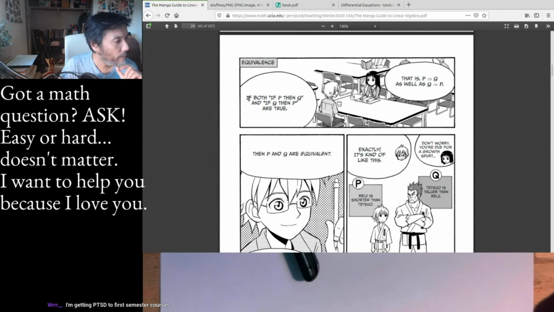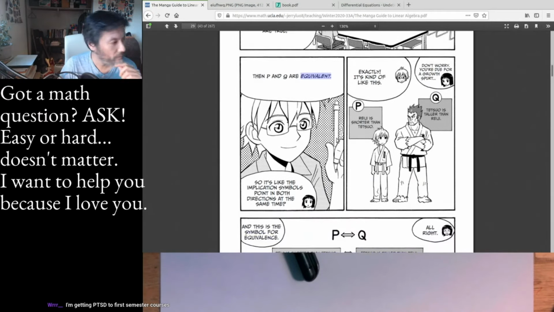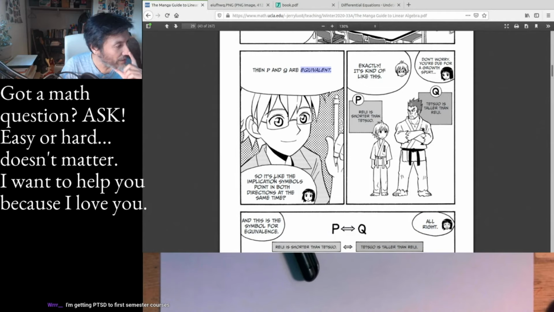Equivalence. If both if P then Q and if Q then P are true, that is, P implies Q as well as Q implies P, then P and Q are equivalent. So it's like the implication symbols point in both directions at the same time? Exactly. It's kind of like this. Raiji is shorter than Tetsuo. Tetsuo is taller than Raiji. Don't worry, you're due for a growth spurt.